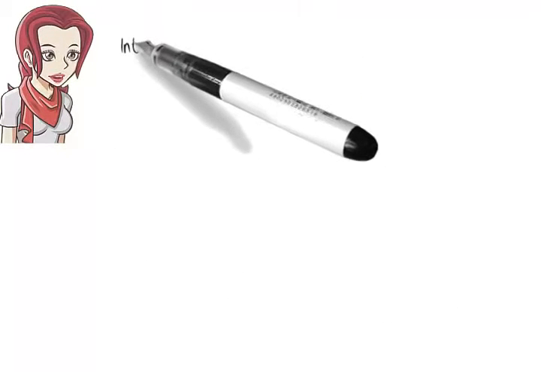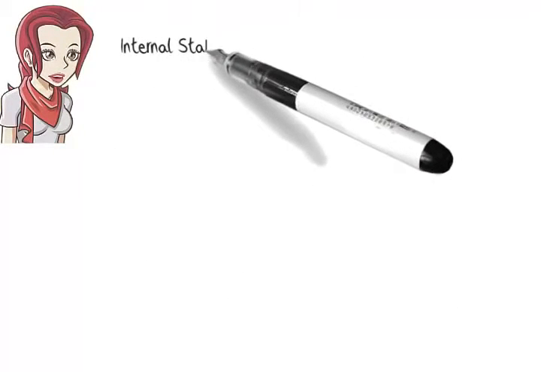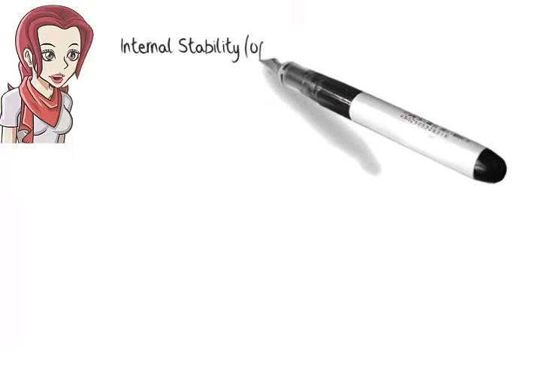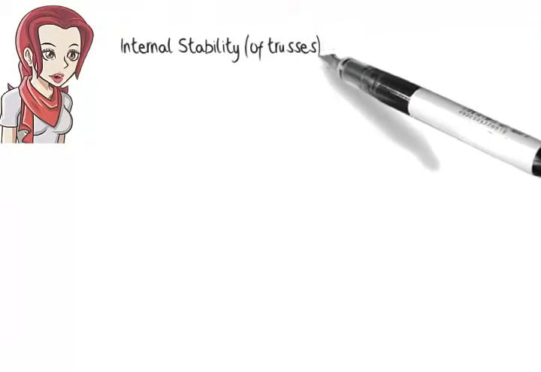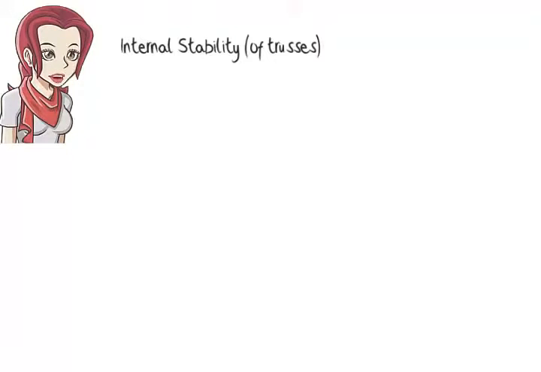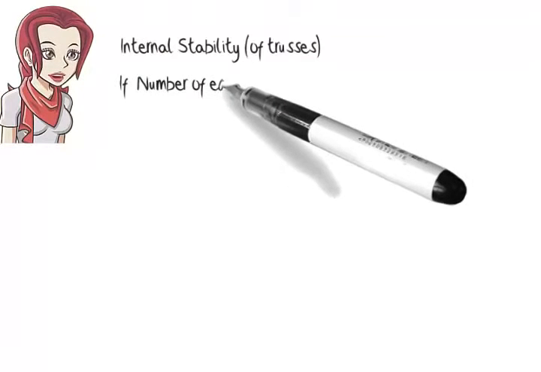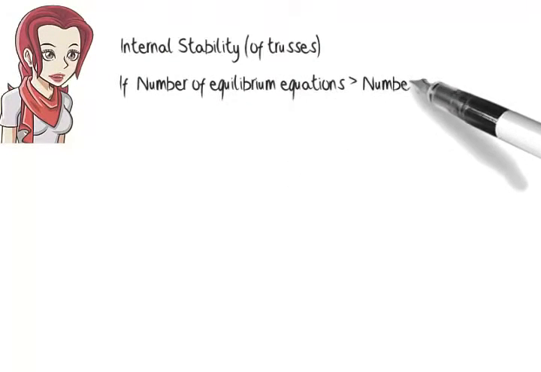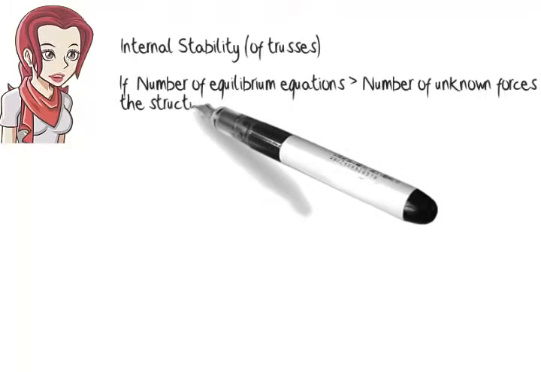Now, let's turn our attention to internal stability of structures. The discussion generally comes up when dealing with trusses. Assuming a truss is externally stable, we can determine its internal stability in one of two ways. The simplest way is to compare the number of equilibrium equations to the number of unknowns for the truss. If the number of equations exceeds the number of unknowns, the structure is considered unstable.